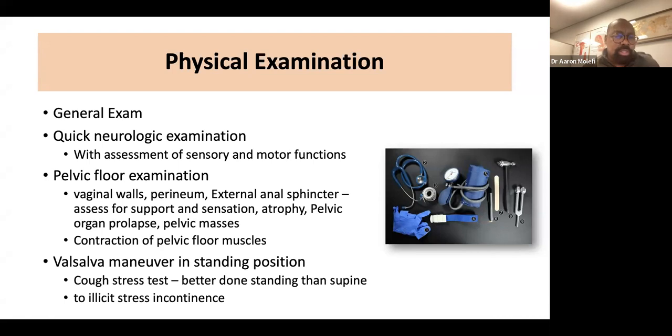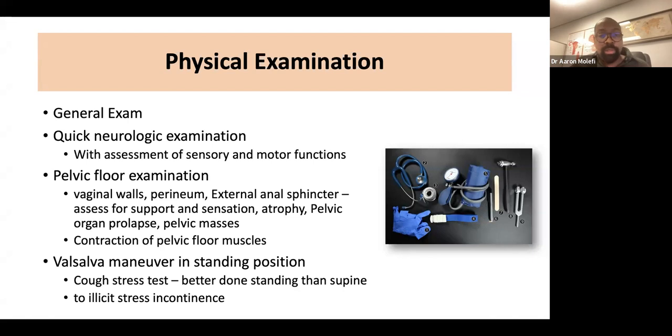So with your pelvic floor examination, you need to look at the vaginal walls, you need to look at the perineum, you need to assess the external anal sphincter, assess for the support, the sensation, look whether there's atrophy or not, right? Whether there's evidence of pelvic organ prolapse, especially those patients that have procidentia or stage 3, stage 4 pelvic organ prolapse. Because sometimes those patients have what we call occult stress urinary incontinence. So once you repair the prolapse, you discover that later on, these patients are having stress urinary incontinence. So those are the things that you need to evaluate.